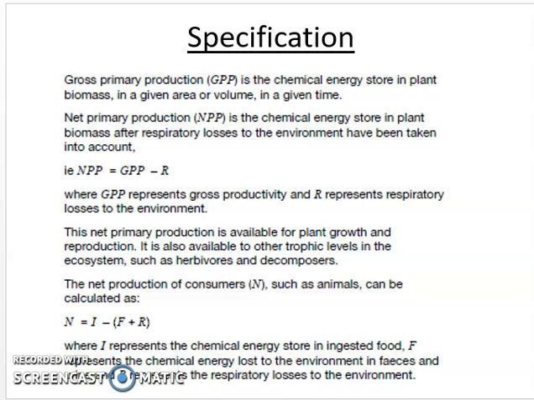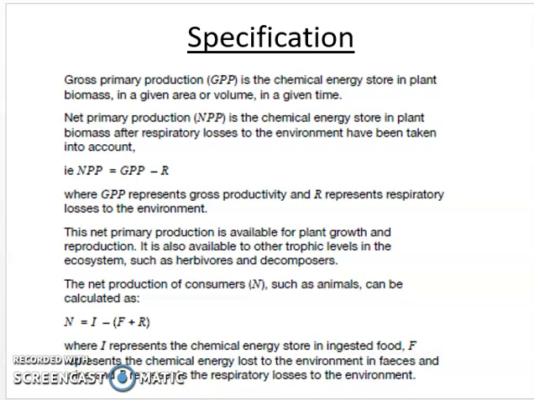So gross primary production is basically everything, okay? Whereas net primary production is everything that plant was able to make through photosynthesis, taking away the glucose that's used in respiration. Because the net primary productivity gives you the chemical energy that is actually available for the rest of the food chain. Gross primary productivity does not necessarily tell us what's available for the rest of the food chain.